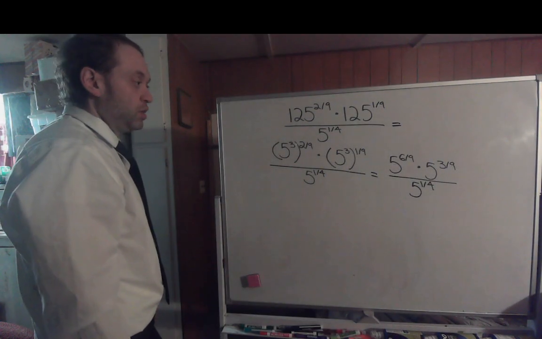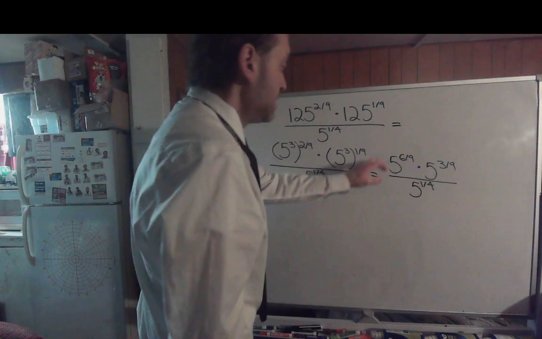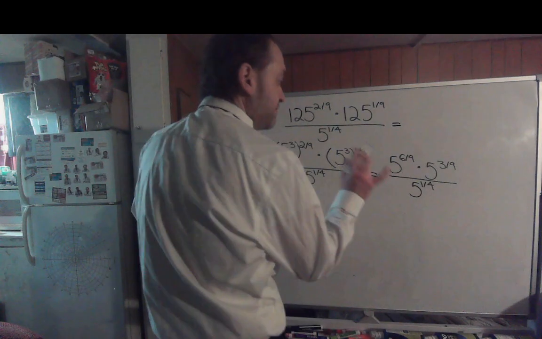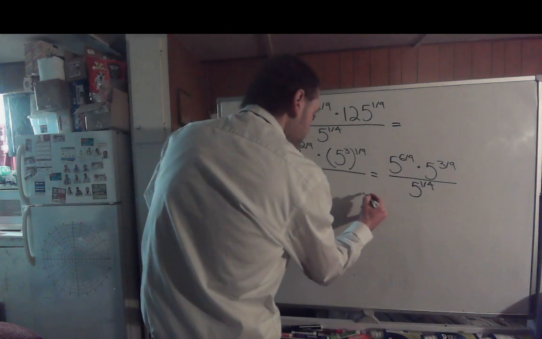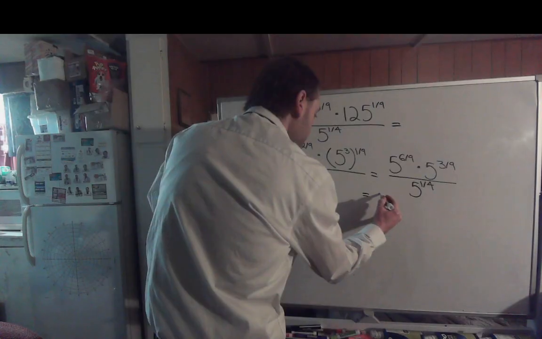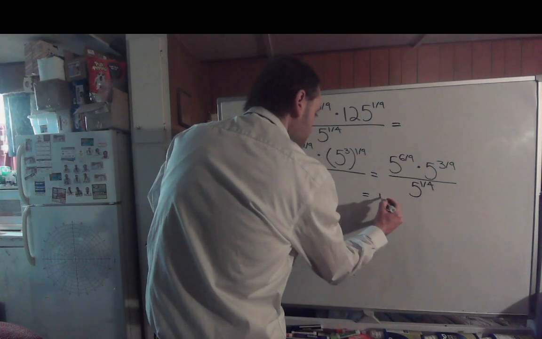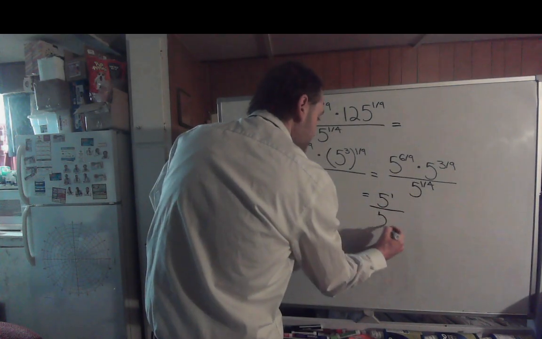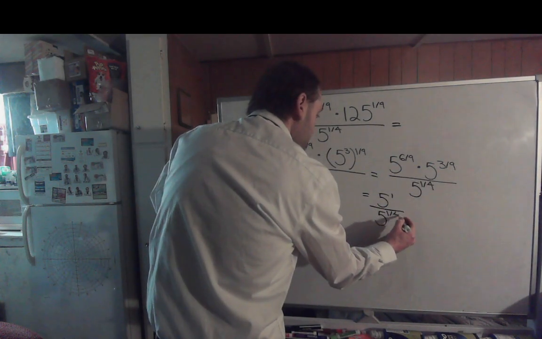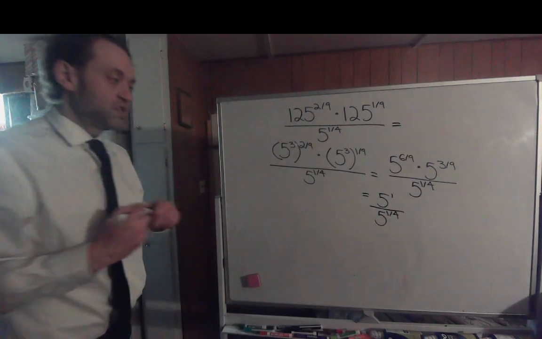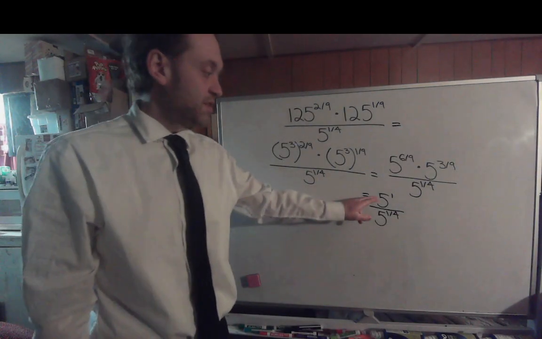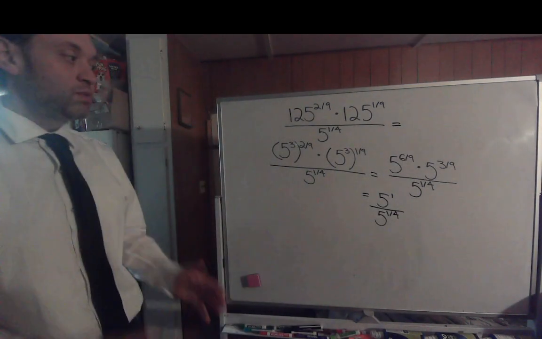Okay, so now you just add everything in your numerator exponent wise. You would get 5 to the 9/9, which is simply 5 to the 1, which would just be 5. We'll write that first power over 5 to the 1/4. This just made our lives a lot simpler, didn't it? We now have 5 to the first divided by 5 to the 1/4.